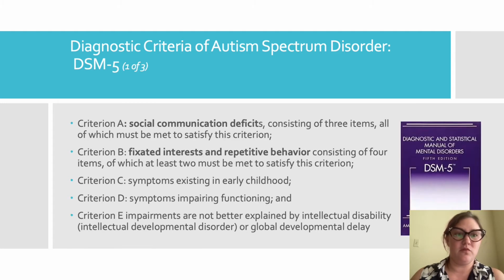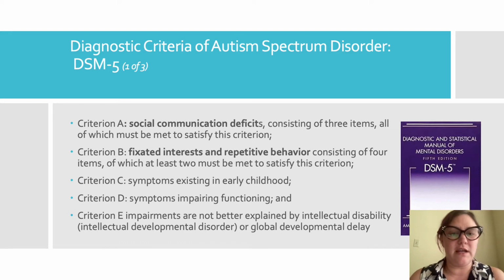So when we've moved to the DSM-5, you'll see that there are 5 criteria, and there are 2 major categories. So we've gone from 3 to 2 main categories, and those 2 categories are social communication deficits and fixated interest in repetitive behavior.